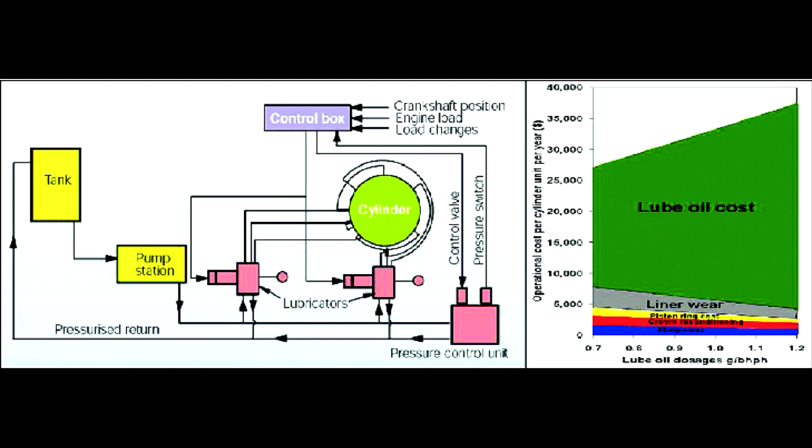So here in this figure you can see that the lubricant cost is the most important nowadays, and even more important than liner wear. The cost is really big. That's why every time somebody shares something new, and for now we have the Alpha lubricator, which is the most efficient way to reduce the cost and reduce the environmental impact through the lower quantities that burn inside the cylinder.